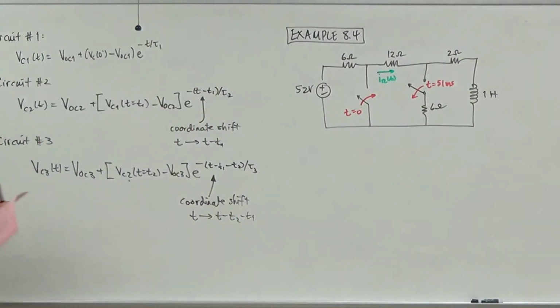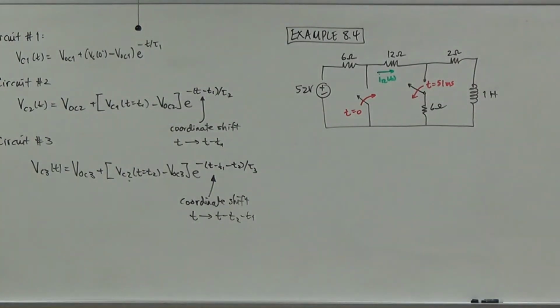Yes? Can we go back to the circuit network series formula? I think there's no minus T1. Could you set up VC2 of T2 equal to VC3 of T2? Say that one more time. VC2 of T2 should equal VC3 of T2, because the voltage can't change instantaneously. So we can set up.